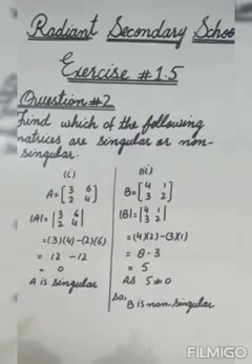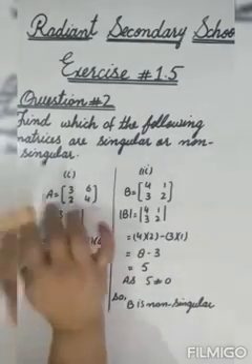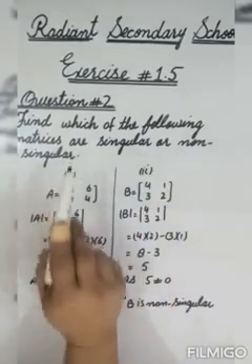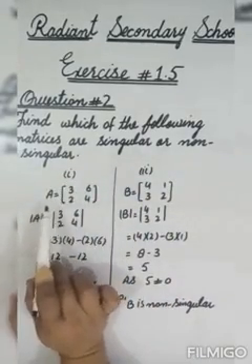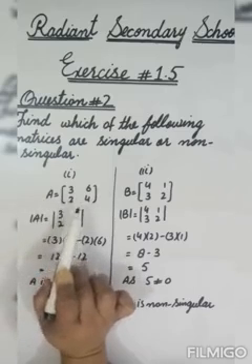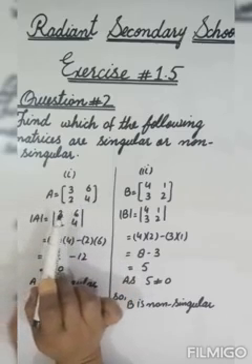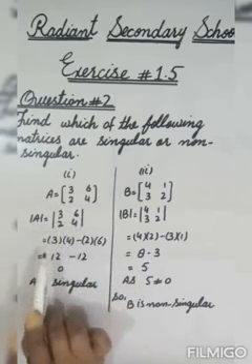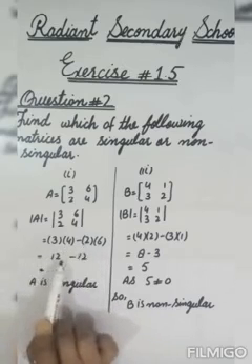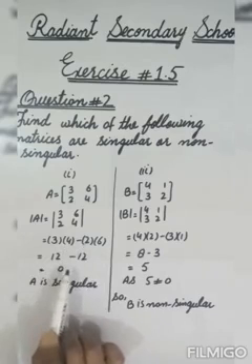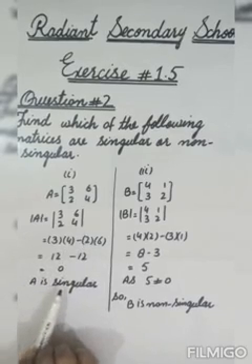Now question number 2 is, find which of the following matrices are singular or non-singular. I have part A, where A is equal to 3 2 6 4. For finding the singular and non-singular matrix, first of all we have to take the determinant, which is equal to 3 into 4 minus 2 into 6, 12 minus 12, which is equal to 0. Answer is 0. So A is singular.